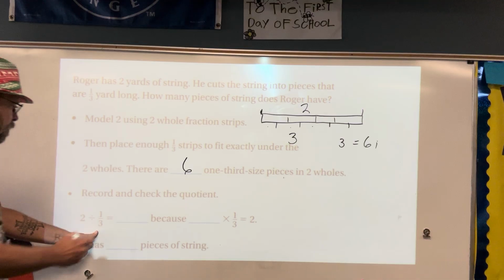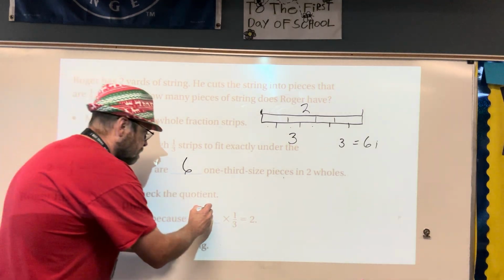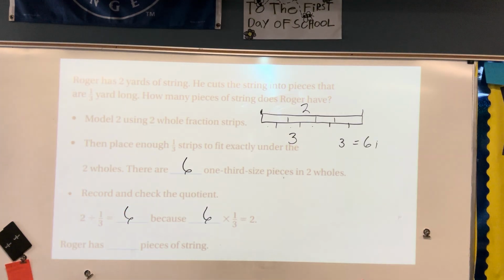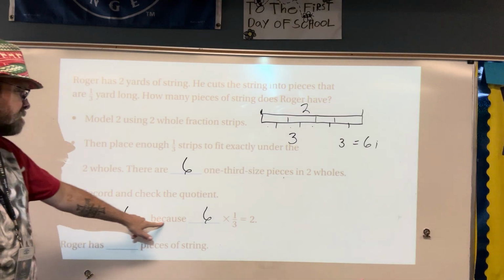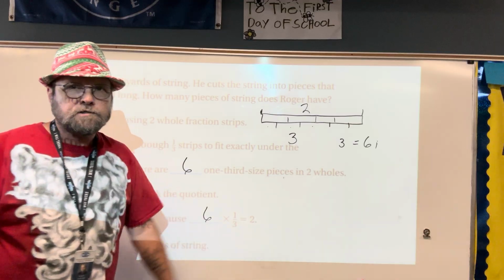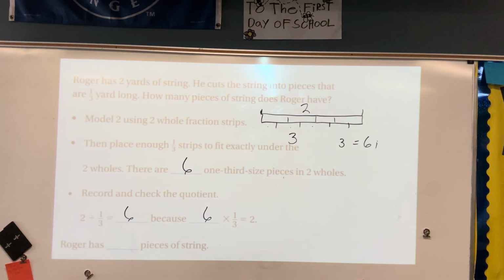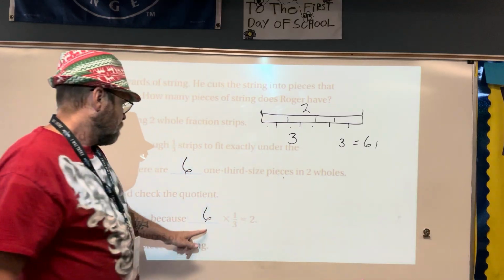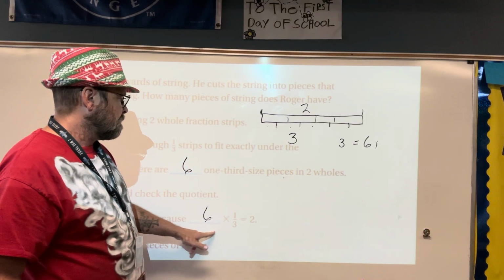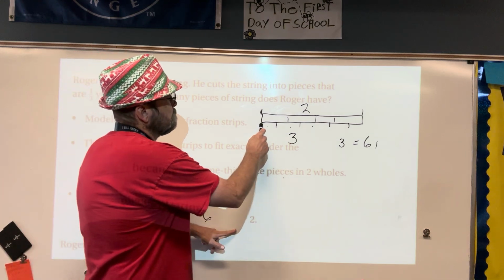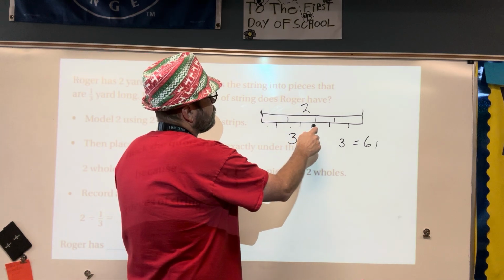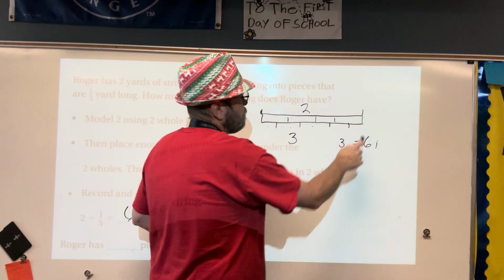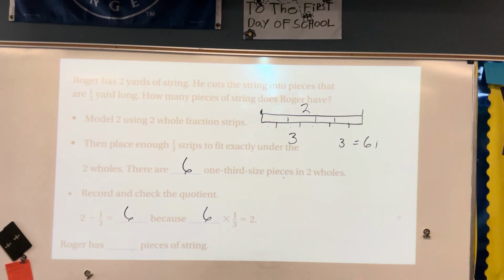So 2 divided by 1/3 is 6. 6 times 1/3 is 2. Inverse operations. He has 6 slices. If it were multiplication, we could count. If I was doing 6 times 1/3, that means I'm jumping 1/3 each time: 1/3, 2/3, 3/3, 4/3, 5/3, 6/3, which gives me a total of 2. So that is one way we can check it.